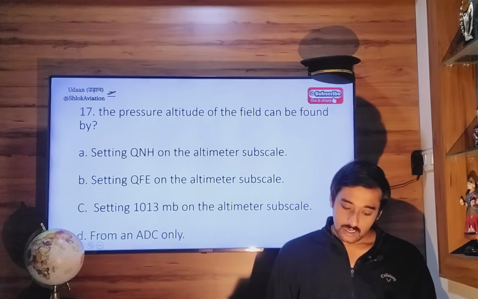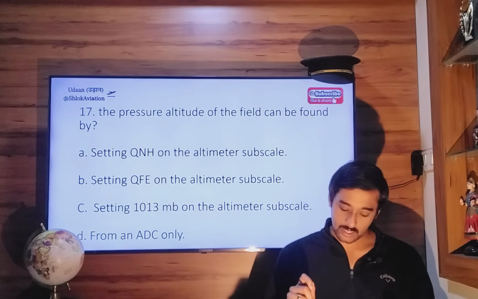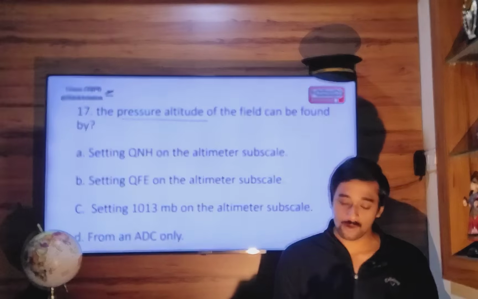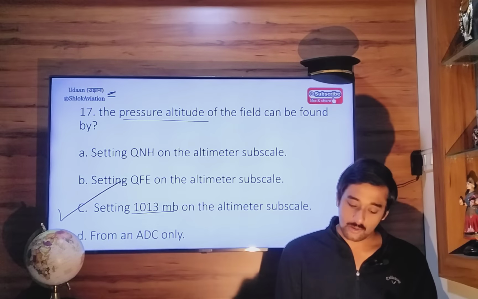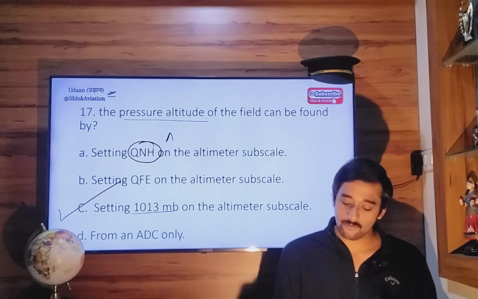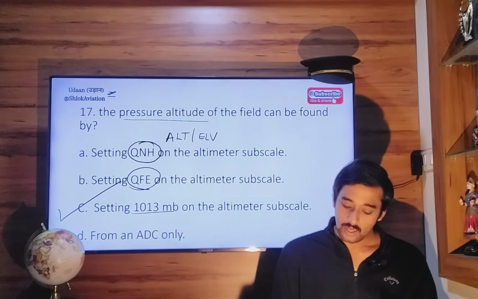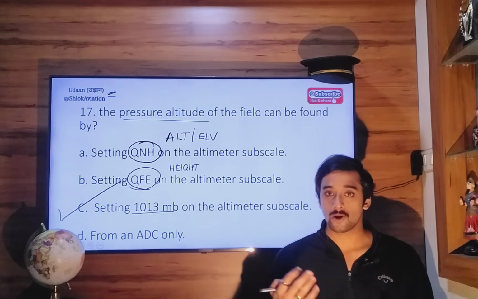Next. The pressure altitude of the field can be found by setting QNH on the altimeter, setting QFE on the altimeter, or setting 1013 on the altimeter. So pressure altitude is obtained by setting 1013. We have solved so many questions by setting 1013 in your altimeter setting window. When you set QNH, you get the altitude or elevation of the airport. Upon setting QFE, you will get your height with respect to the ground below you or the airport.